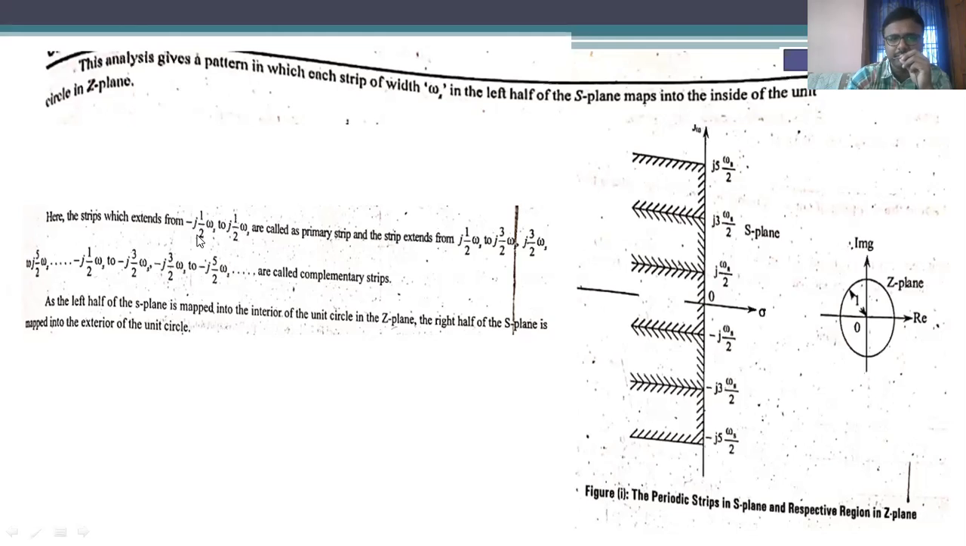Here we can mention that this is the portion which is considered the primary strip, and the remaining portions, from this point to this point, are called the complementary strips, and from this point to this point also complementary strips. And with respect to the negative side also, this portion and this portion are called the complementary strips. Okay, all this portion is considered on the left hand side of the S plane. So in general, the left hand side of the S plane has to be mapped to the interior part of the unit circle in the Z plane.